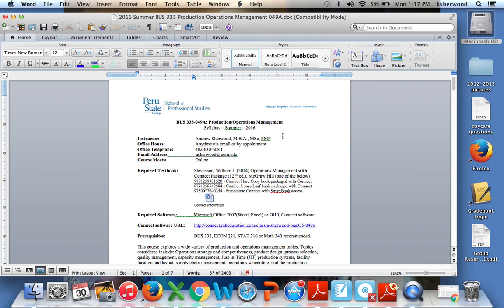So for our textbook, we are using William Stevenson's Operation Management with the Connect piece. So that's a big call out. Sometimes people have bought it without. Any of those combinations work, but you do want to make sure you have access to Connect.